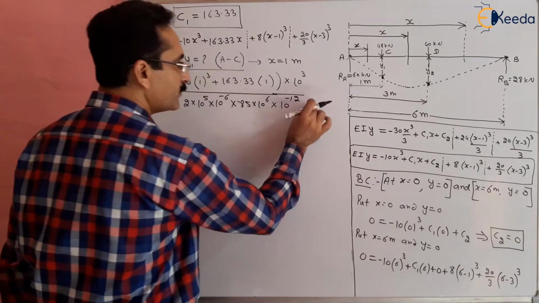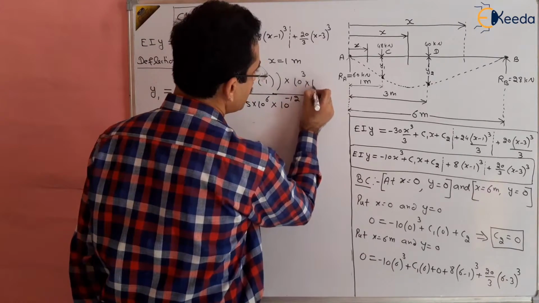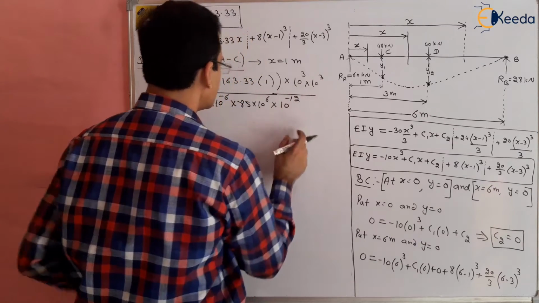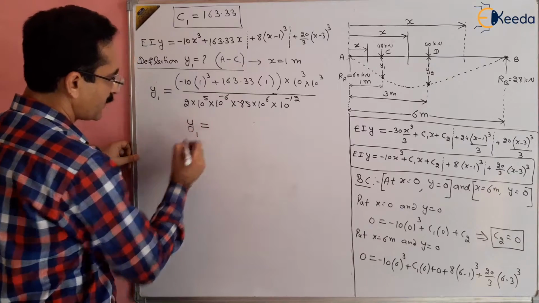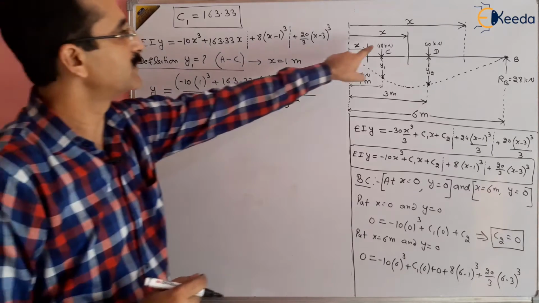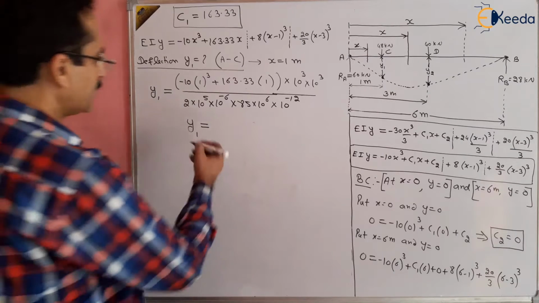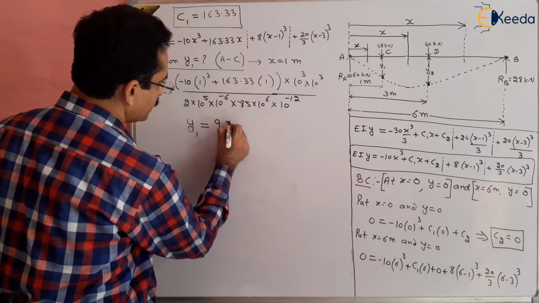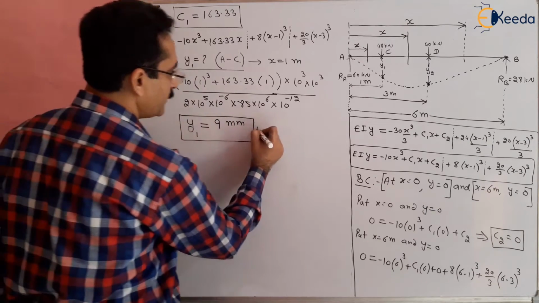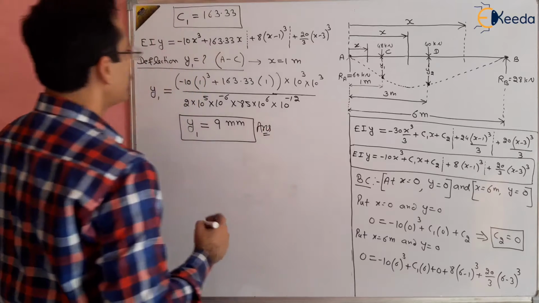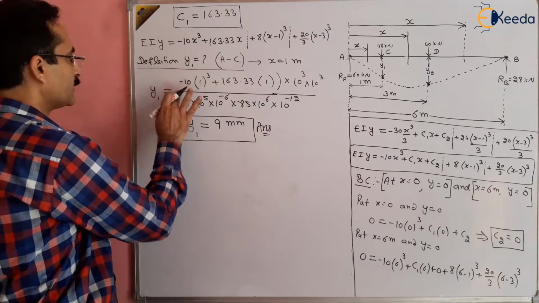Whatever answer will come in meters, if you multiply it again by 10 power 3, 1000, the answer will come in millimeter. So now the answer will come in millimeter, right? So you will get the answer as y1, the deflection under this load, as y1 equal to nearly approximately 9 millimeter. So this is the first answer, 9 millimeter, right? Solve it and you will get this answer, right? 9 millimeter.